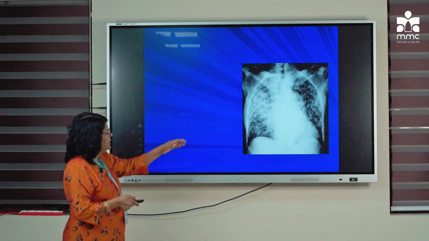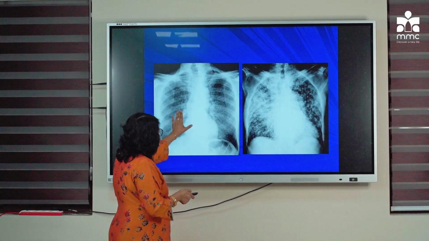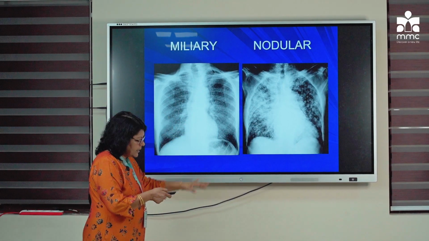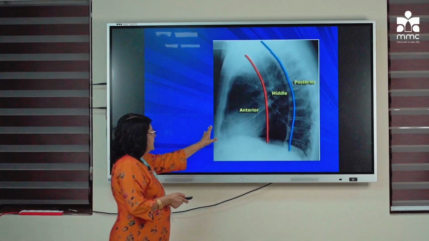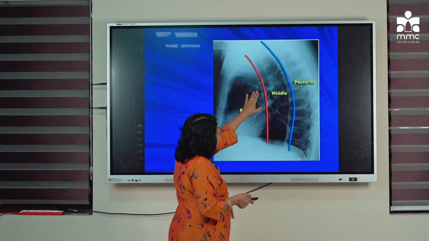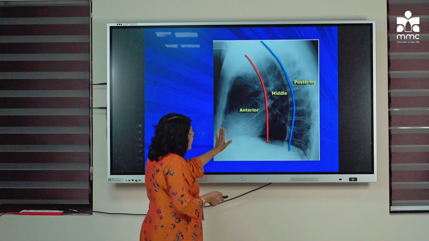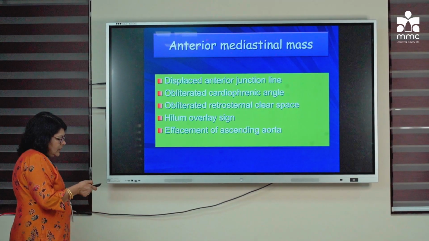Okay, so here you are seeing small miliary and nodular shadows. This is the miliary pattern which you see in miliary tuberculosis. Nodular can be metastasis. This is how you divide the mediastinum: by two lines, one along the anterior border of the trachea and the posterior border of the heart, and another line 1.0 centimeter along the anterior border of the vertebral body, which divides it into anterior, middle and posterior to describe the lesions of the mediastinum.